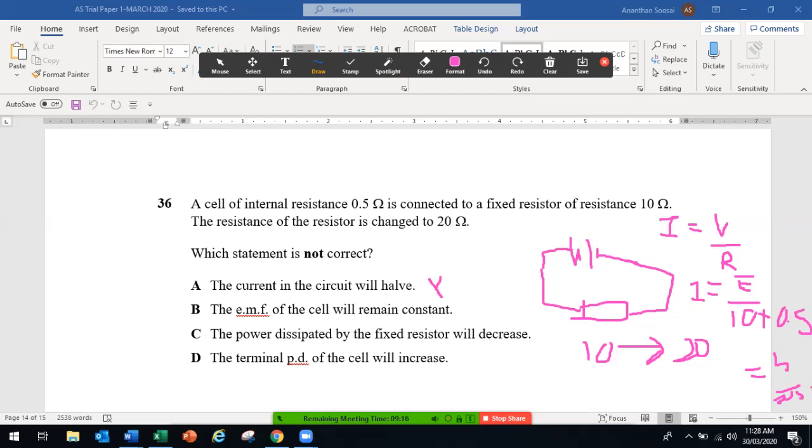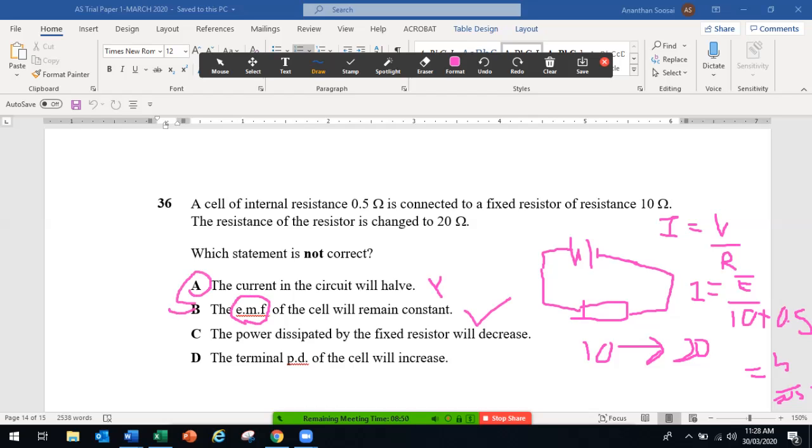Yeah, correct. The EMF of the cell will remain constant, of course. No one can change the EMF. Two things are fixed for the battery: EMF and internal resistance. That two is fixed. So B is correct. C is not correct. A is wrong.